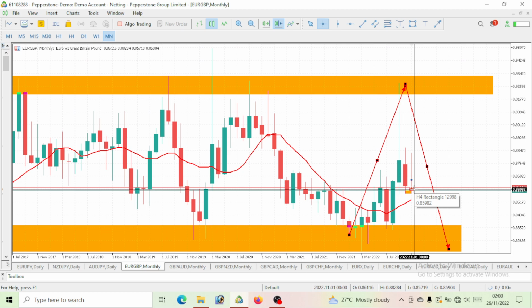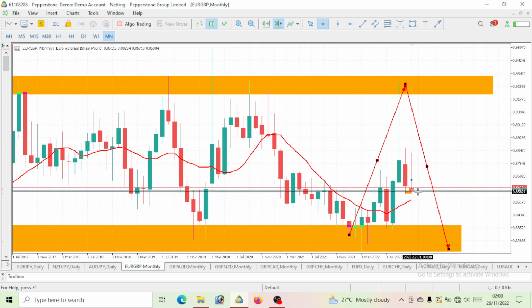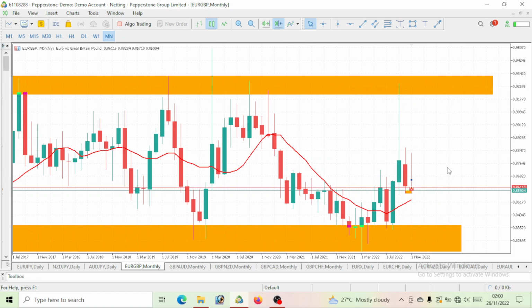This month, which is November, price actually went up, but the price has now dropped. It is now bearish. So this is to tell you that the bearish move for Euro GBP is not yet over. So we continue to see a bearish move on our Euro GBP, especially for this week.